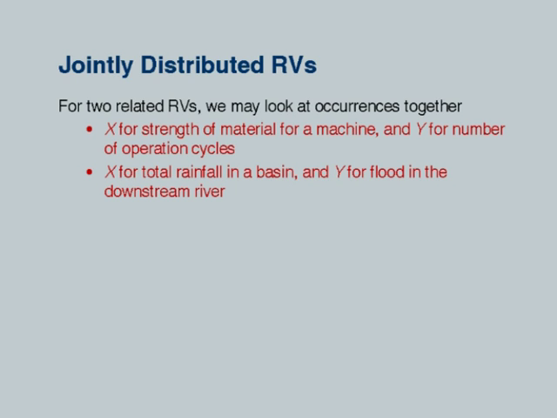As the machine goes through various cycles, the strength of its material goes down. How much it can take, that value goes down. So you might like to see how many operation cycles have gone through and what is the current strength of the material of the machine. Similarly, I go to another example. If x is the total rainfall in a basin and y represents the flood in the downstream river, again, you might like to see the joint probability of this being high flood and this being overflowing the basin and so on.